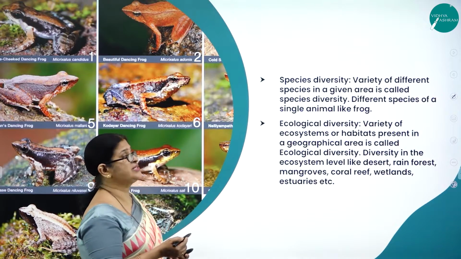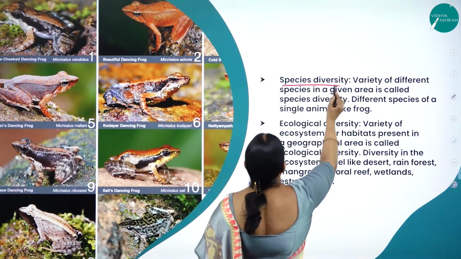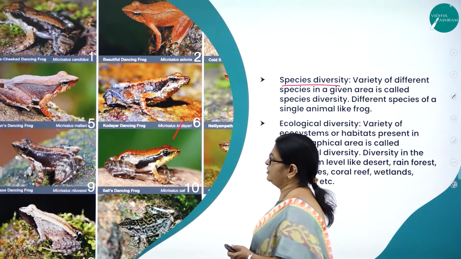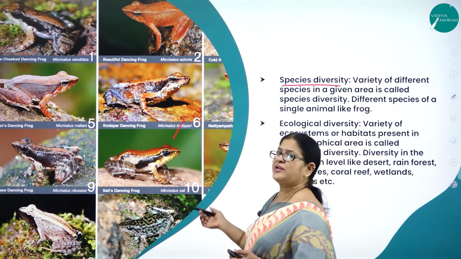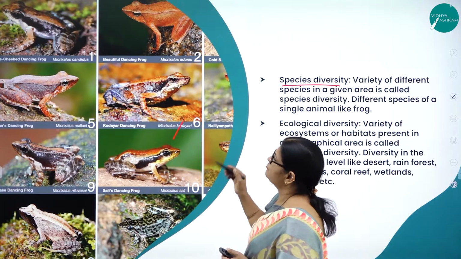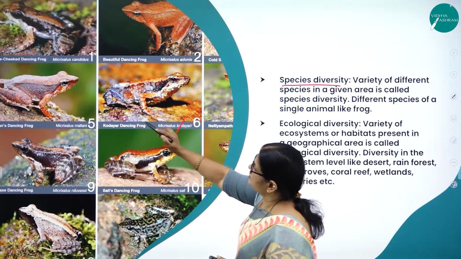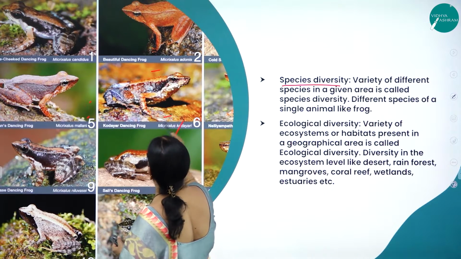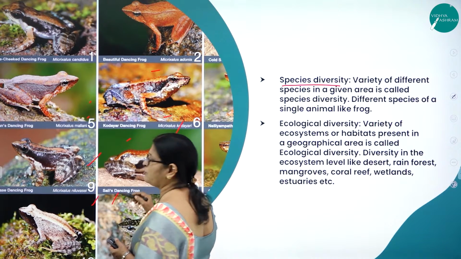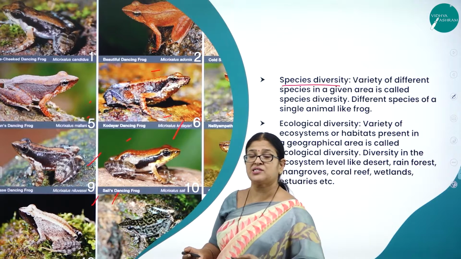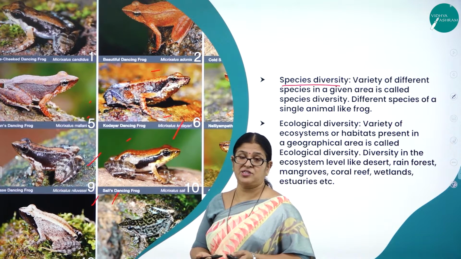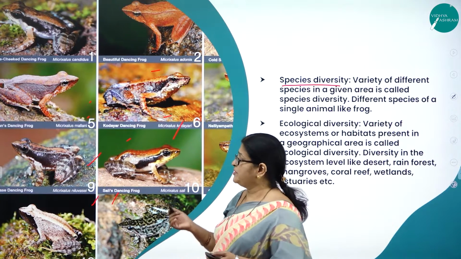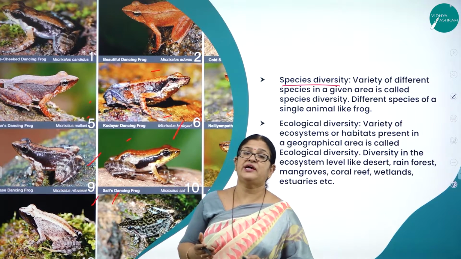Moving on to species diversity. Here you can see a beautiful picture of frogs. There are different varieties of frogs here. You can see this is one variety, this is one variety, and this is one variety. Here you can see the different species. The Western Ghats alone have many different species of frog. So that means there is species diversity.